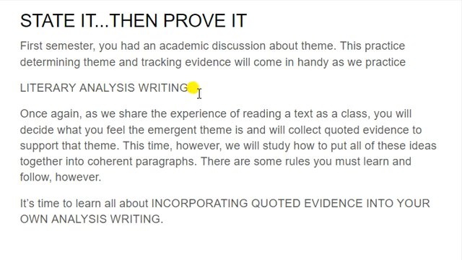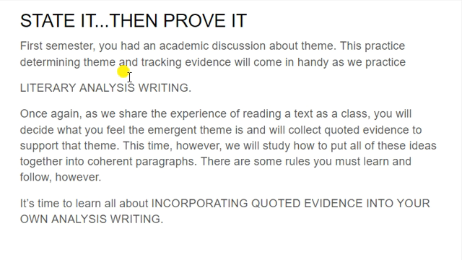So first semester, you did all this work to collect evidence to support a theme for the purpose of an academic discussion. And what you were actually graded for was the discussion itself. I did that on purpose. I did want you to practice and to take that practice seriously of determining a theme of a text and tracking evidence for that theme without being graded for it the first time around. But now this is going to be the focal point of this playlist, okay?